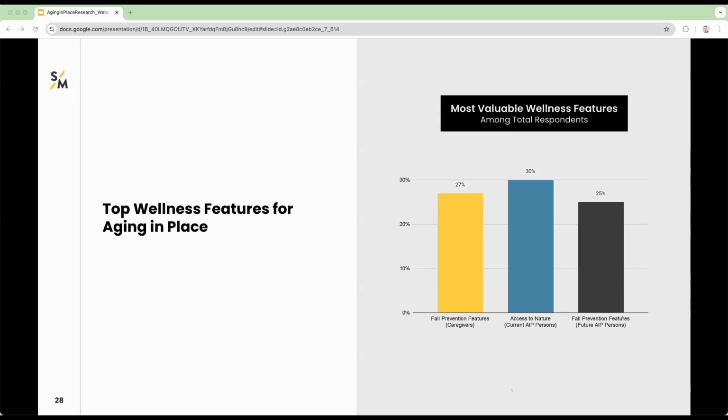Gardens, plants, green spaces. We had nearly 1 in 3 respondents tell us that above all other features, if they could only choose one, that ability to connect with nature was the most valuable feature for their own aging in place strategy. With a lot more practical concerns like fall prevention going into more of a second place position.